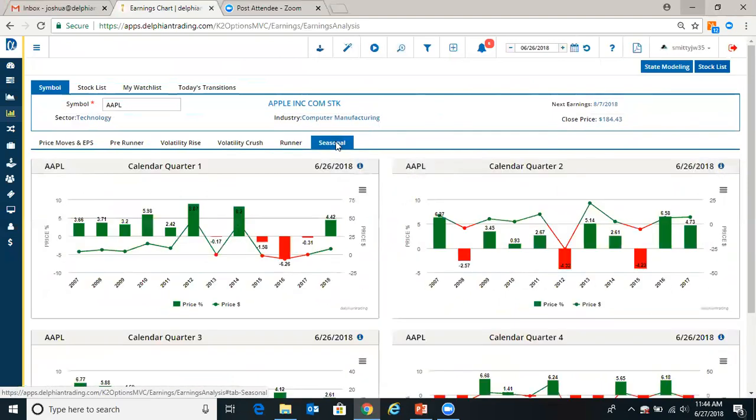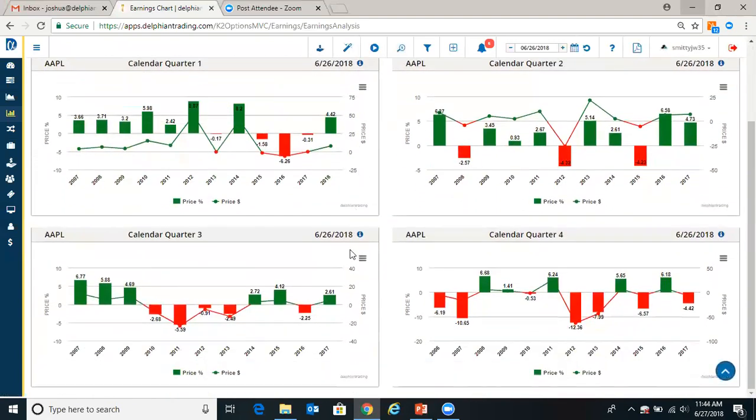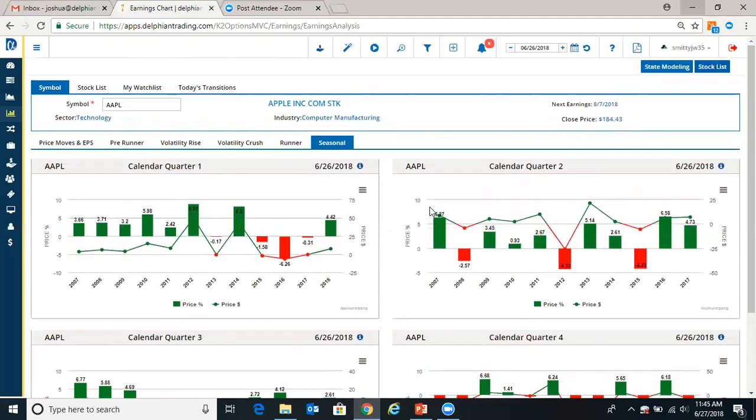And the last tab is seasonal. So we break down the moves for the stock based off of the calendar quarters. Also, throughout, there are little I buttons. Those are help, and they'll explain in detail what each graph represents. So you have all 4 quarters here, and we use that for trend analysis also.